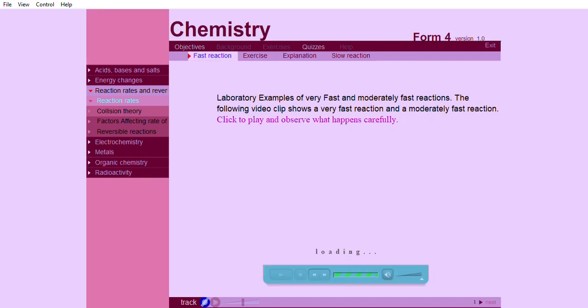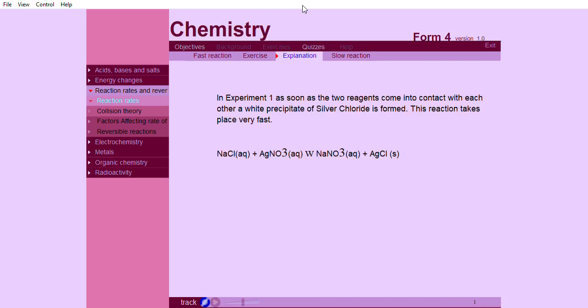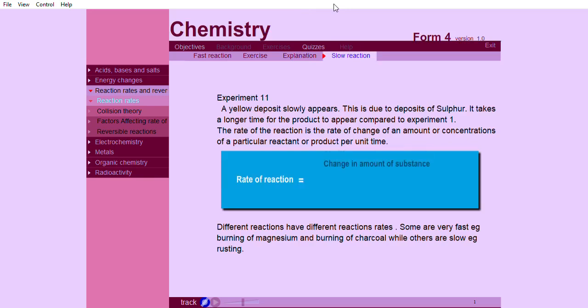Laboratory examples of very fast and moderately fast reactions. The following video clip shows a very fast reaction and a moderately fast reaction. Click to play and observe what happens carefully. In experiment 1, as soon as the two reagents come into contact with each other, a white precipitate of silver chloride is formed. This reaction takes place very fast. Experiment 2. A yellow deposit slowly appears. This is due to deposits of sulfur. It takes a longer time for the product to appear compared to experiment 1.